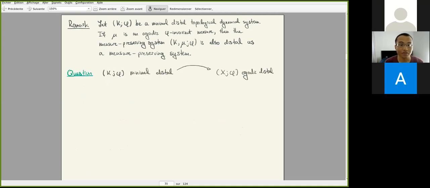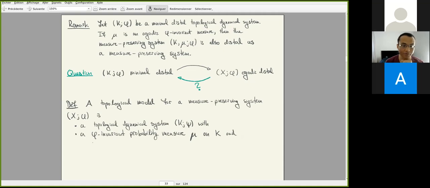The interesting question is, we can get from a minimal distal system to some ergodic distal system by just picking some ergodic measure. What about the other direction? If we start with an ergodic distal system, can we get some minimal distal system out of it? Maybe we can represent ergodic distal systems as minimal distal systems? And what do I mean by representing it as? This means finding a topological model for a measure-preserving system. And this I define as follows.